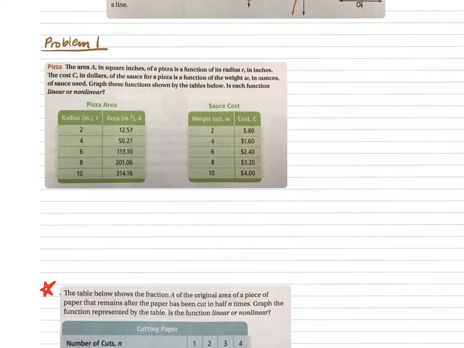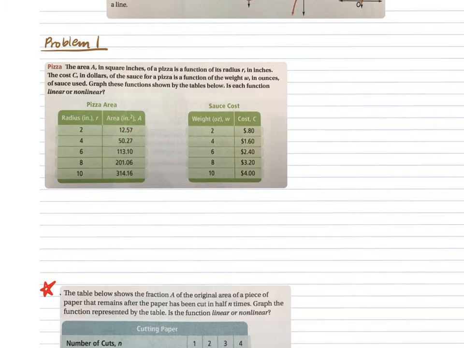We're talking about the area of a pizza. They're saying it's a function of its radius, and the cost of the sauce for the pizza is a function of the weight. Okay, sorry, the area of the pizza is a function of the radius, the cost is a function of its weight, in ounces of the sauce used. So graph these functions shown by the tables below. Is each function linear or nonlinear? That will require just doing a little graph here, and I will do that on pause here.